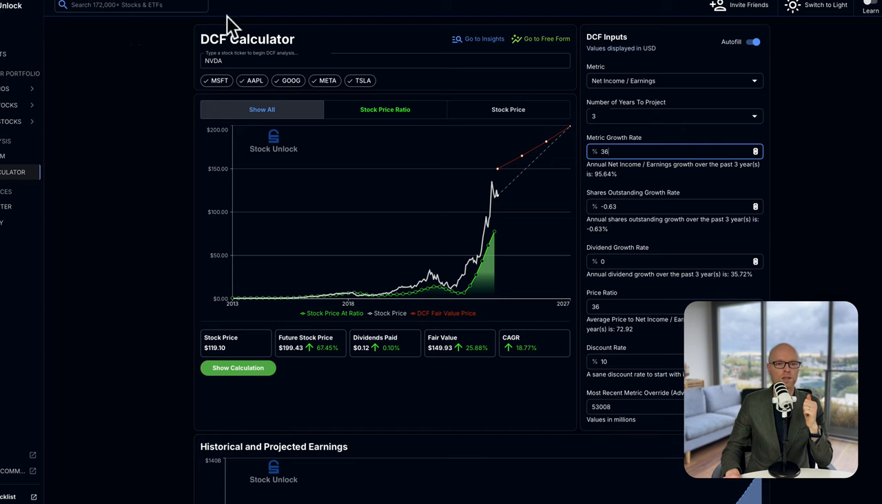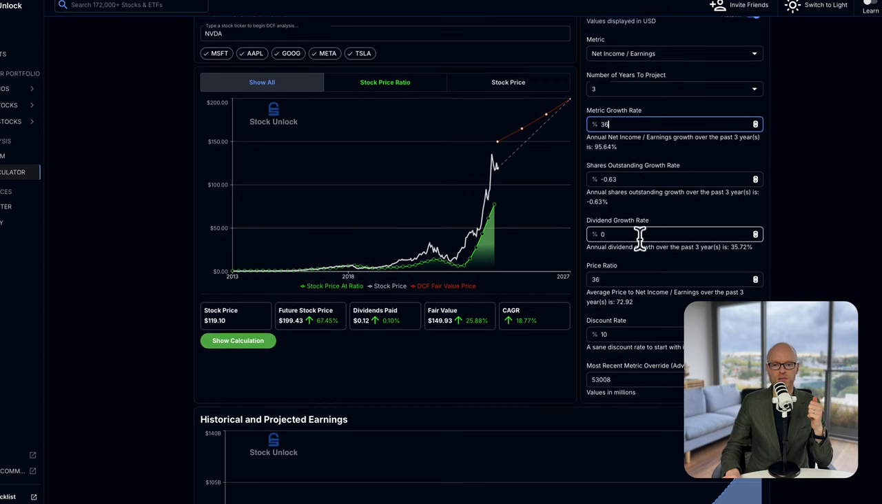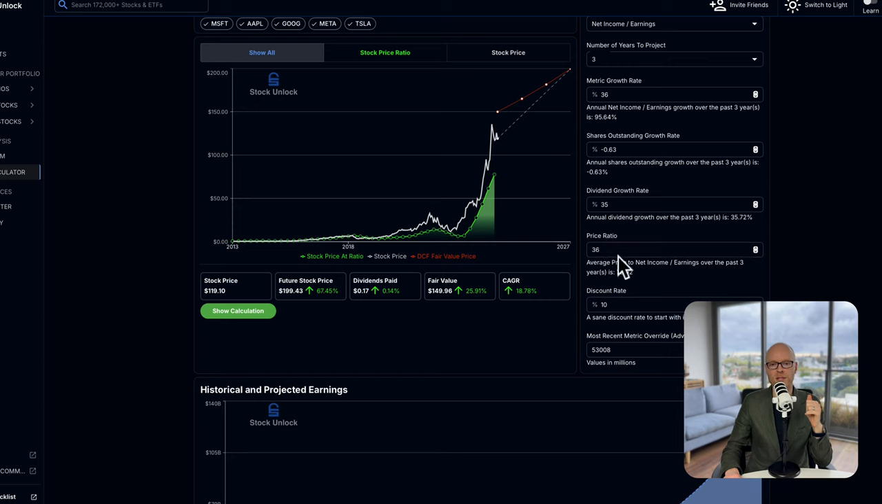Now let's have a look at Stock Unlock, DCF calculator. Metric: earnings, number of years to project: 3, metric growth rate: 36. Remember that over the last 3 years it was on average 95%, but based on Seeking Alpha, we will use 36%. Shares outstanding: negative 0.6, dividend growth rate: 0, even though it was growing by 35%, but I don't think it will influence a lot. Price ratio: 36, and even though over the last 3 years it was 72, I'm going to be conservative and use this number. According to this formula, the fair value is $149, meaning there is an upside of nearly 26%.